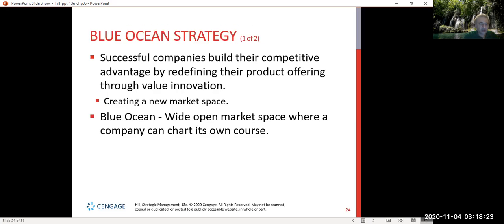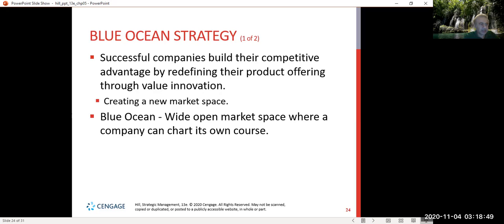Okay, now let's talk about the blue ocean strategy. Sometimes a company can fundamentally shift the game in its industry by figuring out a way to offer more value through differentiation at a lower cost than rivals. This is referred to as value innovation, a term first coined by Chan Kim and Renee Mauborgne.